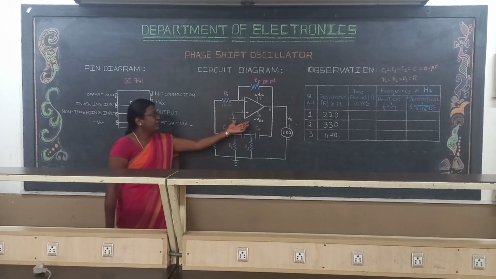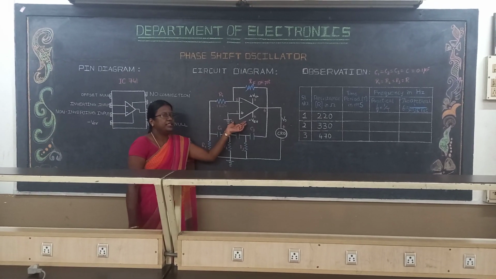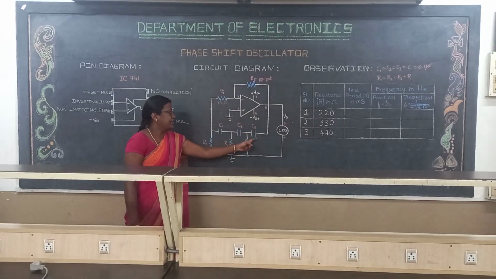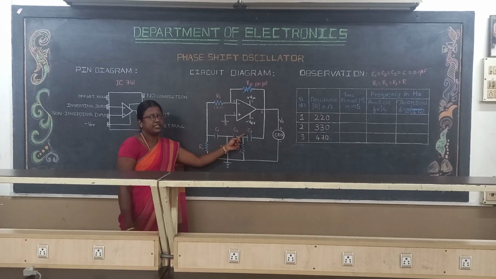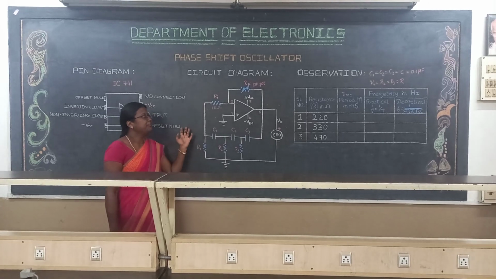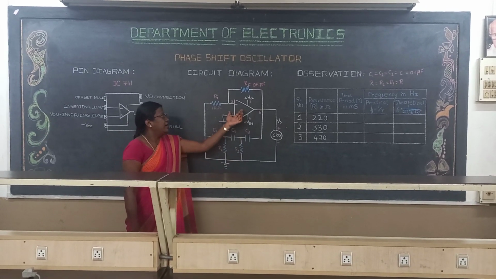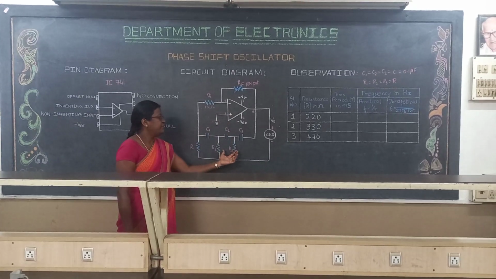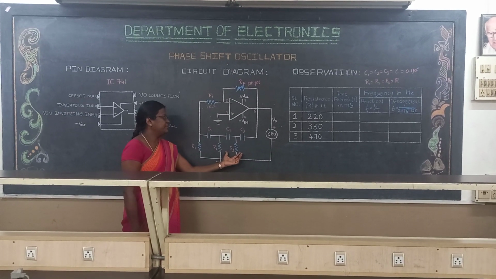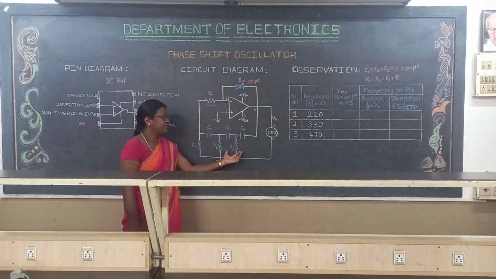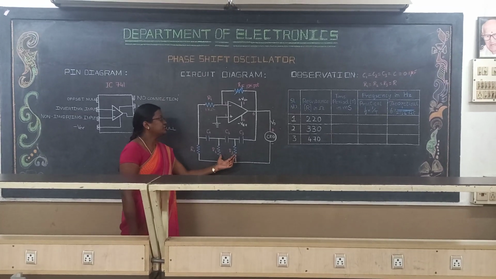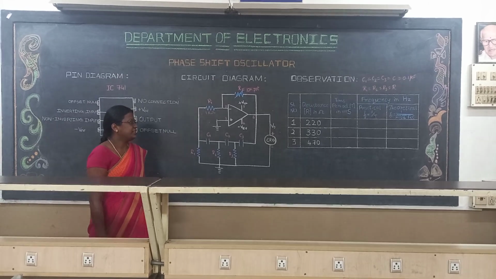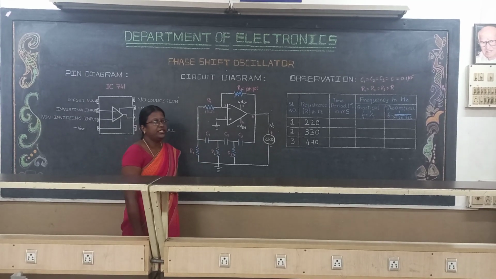This is the circuit of the RC phase shift oscillator. In that we have two sections. One is the inverting amplifier and another one is a feedback network consisting of resistors and capacitors. This inverting amplifier produces 180 degree phase shift. The remaining 180 degree phase shift is produced by this phase shift feedback network, so that totally there will be 360 degree phase shift, and hence the oscillation will be produced.